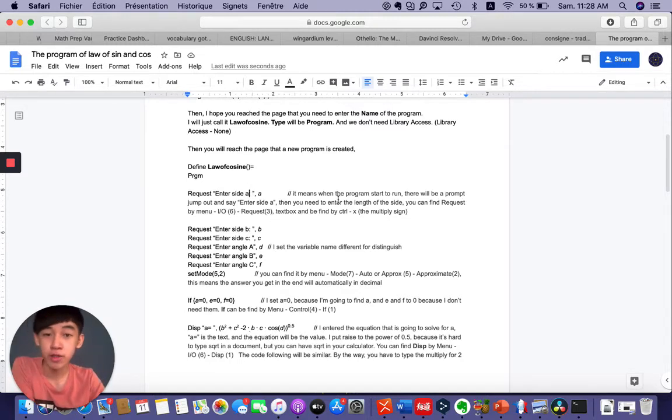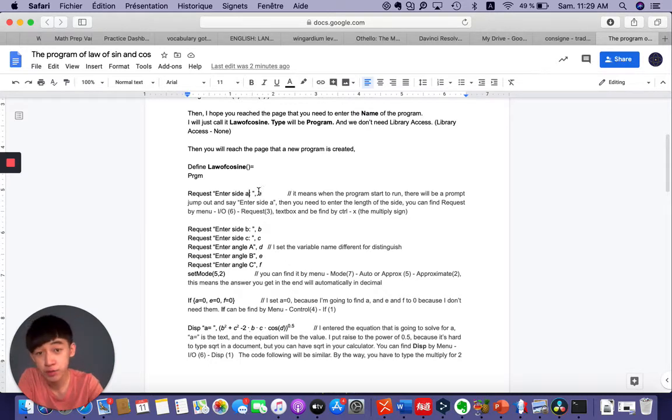If it's not clear, you can read the explanations beside it. After you know there are three sides and three angles for a triangle, you actually need to enter three sides and three angles. You need to type all of this in. Actually, you can find request by menu, IO, and request.